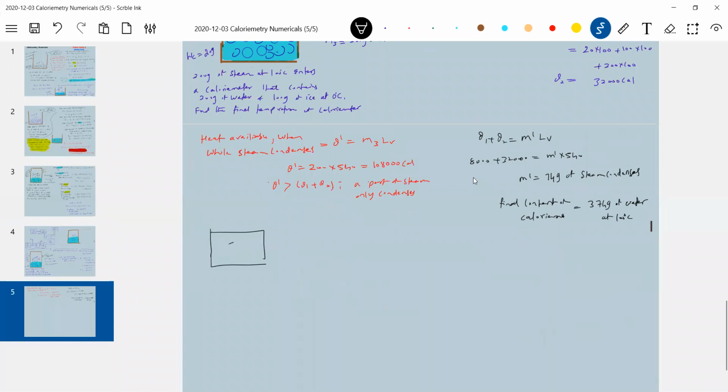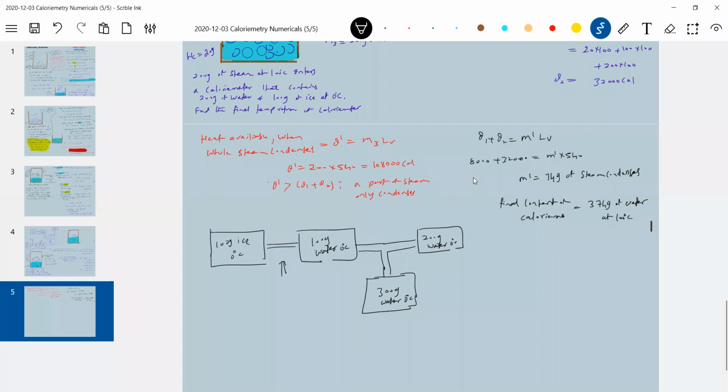At 0 degrees Celsius, it will melt. It will become 100 gram of water at 0 degrees Celsius. And you have to add 200 gram of water at 0. Together what will happen? If they get added up, it will become how much? 300 grams of water at 0 degrees Celsius.